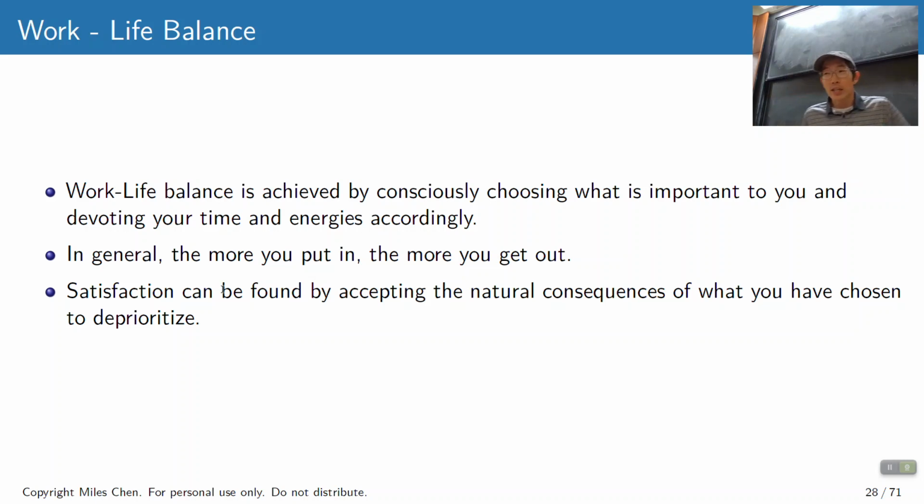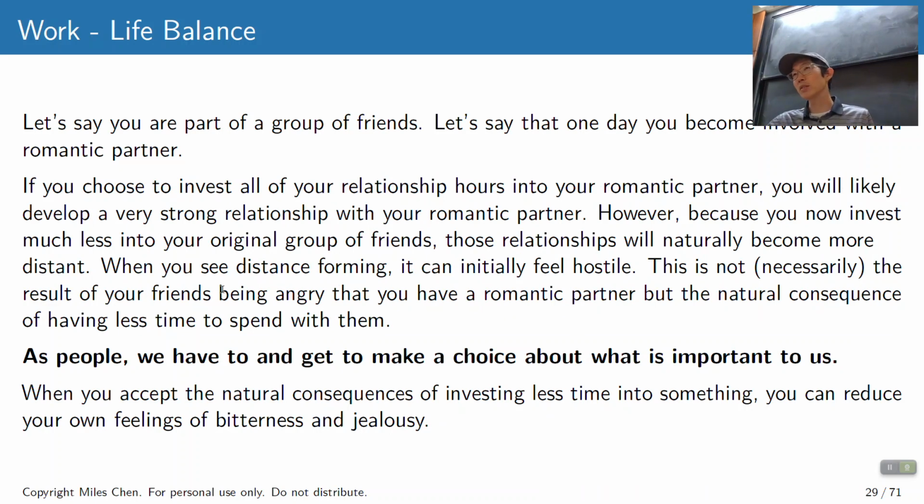And I think satisfaction with your work-life balance can be achieved when you accept the natural consequences of what happens when you put less time and energy into something. You're going to say, okay, this thing in my life is probably not going to flourish, and I'm okay with that, because at this point in my life, it's not as important as these other things, and I'd rather put all of my time and energy into these other things. If these other things that I'm not putting time and energy into don't flourish, I'm okay with that. Then you can achieve that work-life balance.